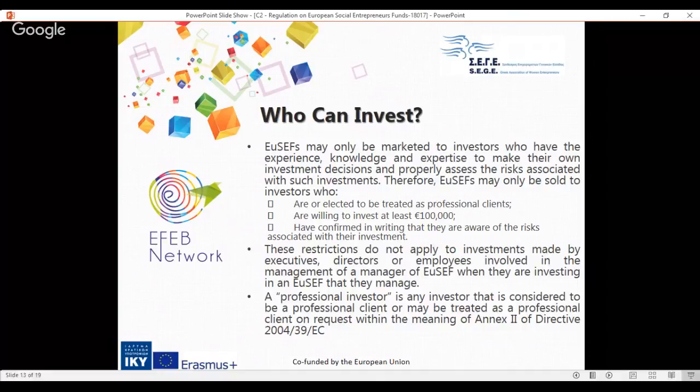These restrictions do not apply to investments made by executives, directors, or employees involved in the management of a manager of a European social entrepreneurs fund when they're investing in a European social entrepreneurs fund that they manage. A professional investor is any investor that is considered to be a professional client or may be treated as a professional client on request within the meaning of Annex 2 of Directive 2004/39/EC.